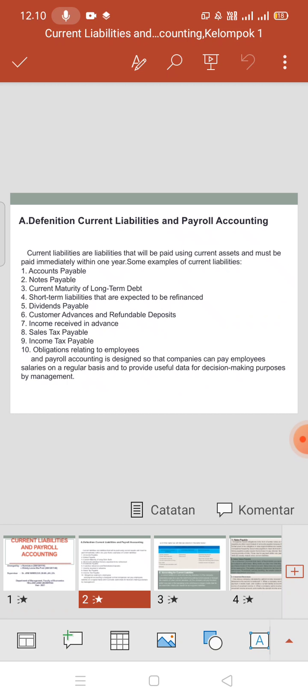And payroll accounting is designed so that companies can pay employees' salaries on a regular basis and to provide useful data for decision-making purposes by management.